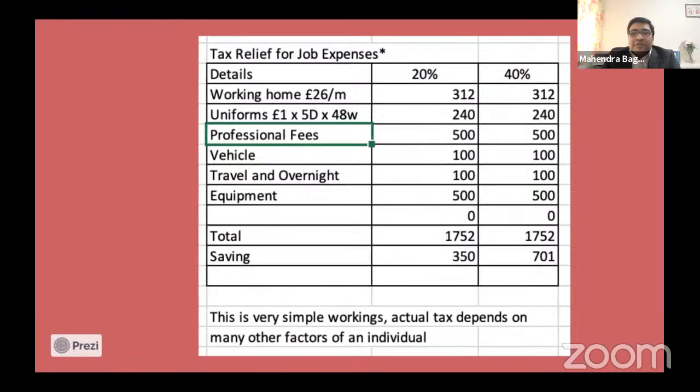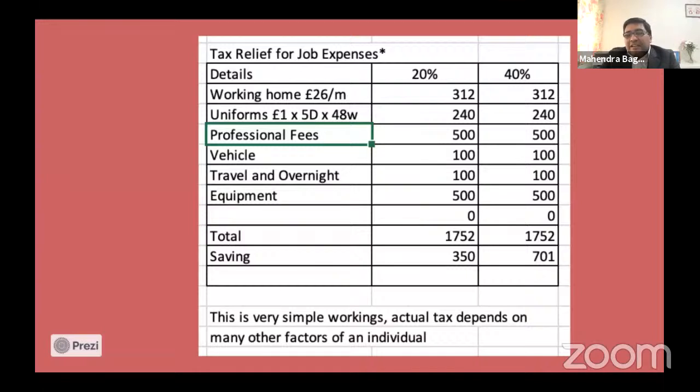But if, let's say, we use the small one, uniform, I just put an example. Let's say you have to do it. I know from a medical professions point of view, especially the nurses or doctors, they have to wash their uniform at a certain temperature. And if that is costing £1, you're washing it every day, and 48 weeks I've taken just because of working weeks, taking the holidays out when you are going and having holidays, you're not washing your uniforms. So that could be an amount.